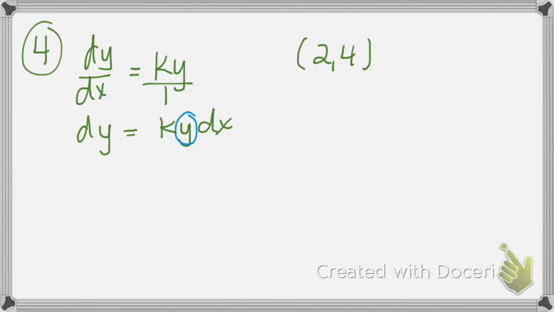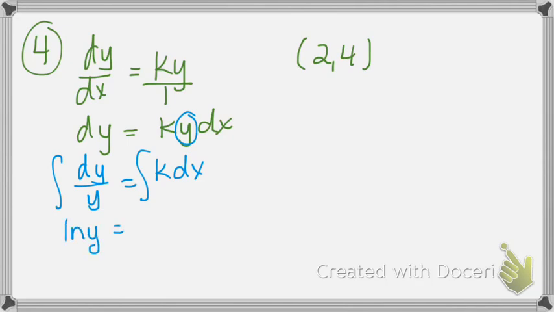So the part I really need to get rid of is that y. So I want to divide both sides by y. And then I want to take the antiderivative. Well, the antiderivative of something over y, since it's just a y, is natural log of y. And then the antiderivative of k, since we're doing it in terms of x, is kx plus c.